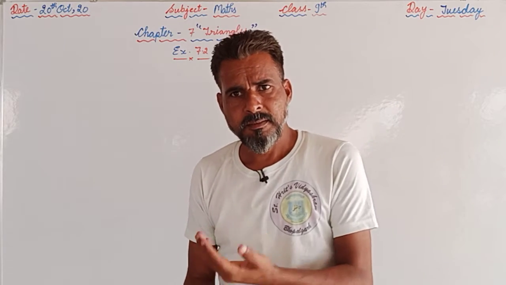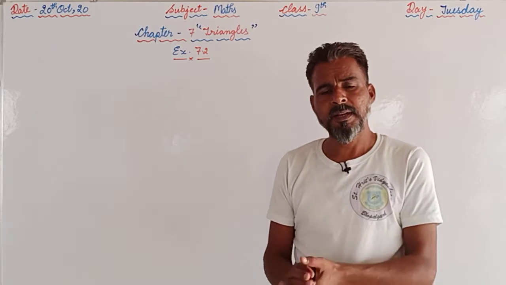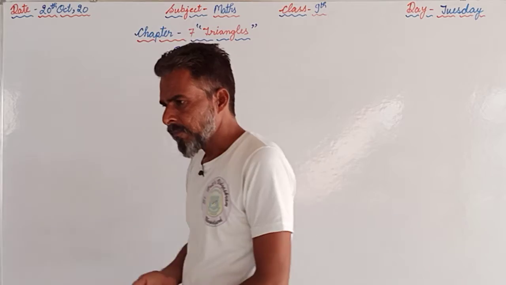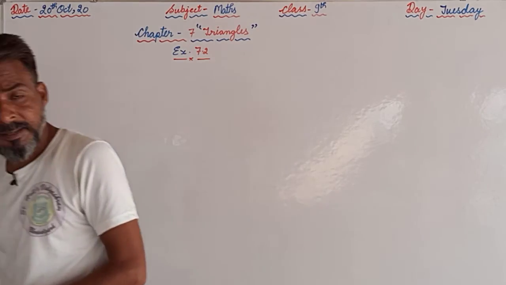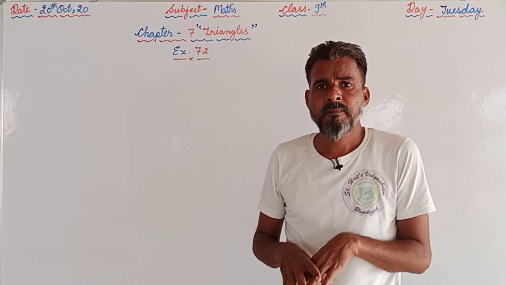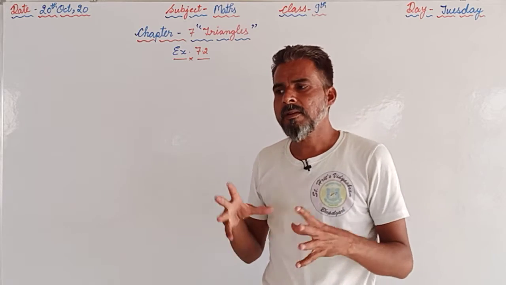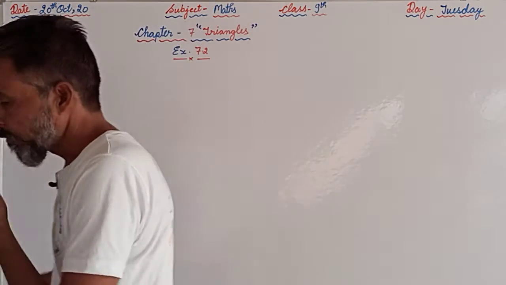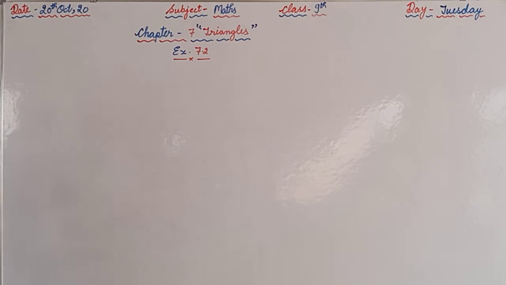This video is for class 9th and the subject is maths, and we are continuing the same chapter, chapter number 7, and the name of the chapter is triangles. Again and again I repeat that in this chapter we are supposed to deal with the congruence of triangles. So we are proceeding with exercise 7.2 and we have discussed up to question number 2.